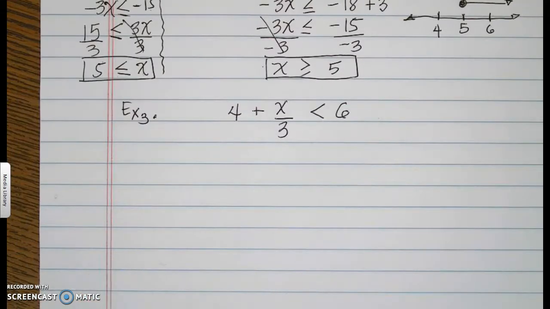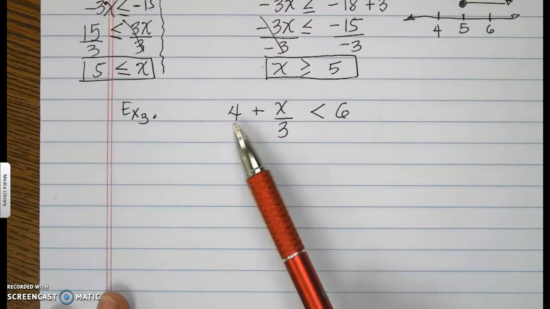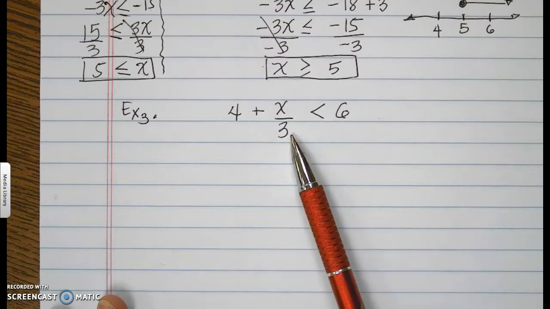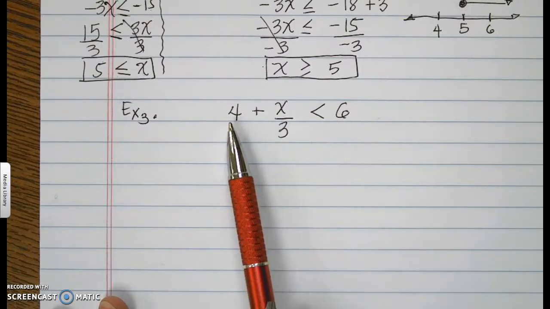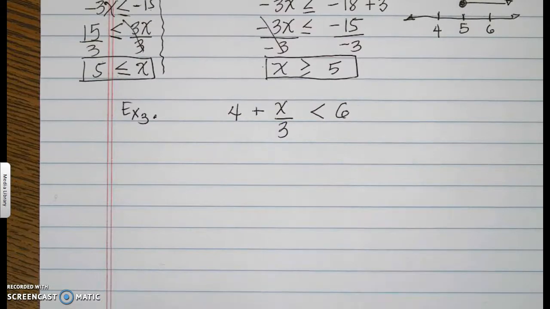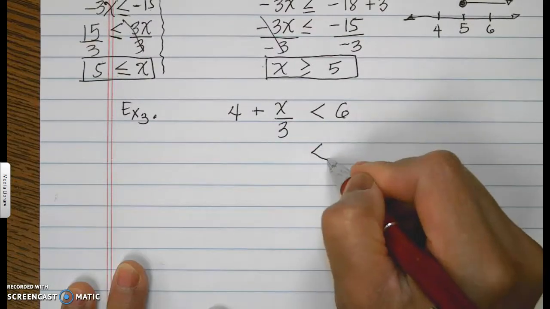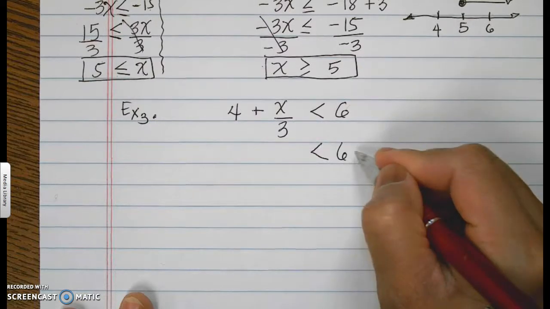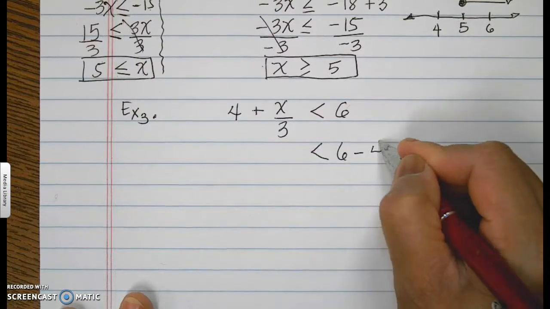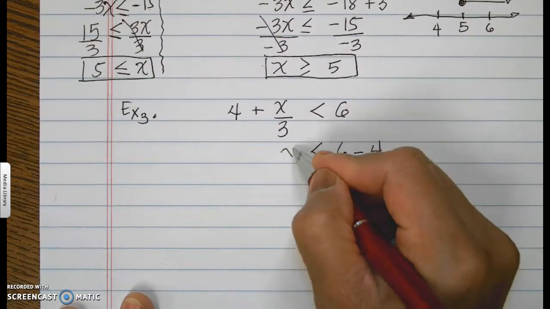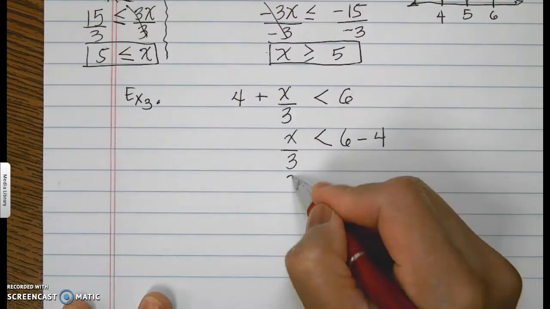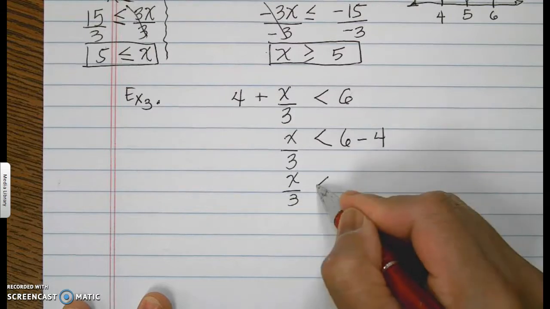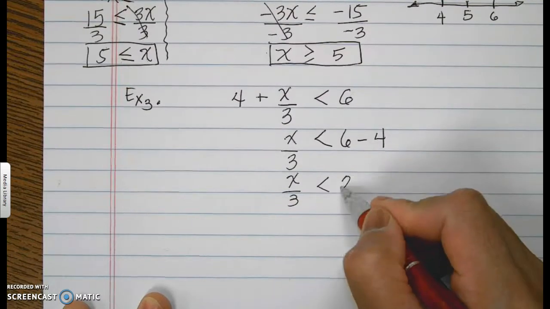Okay, for our example number 3. It is 4 plus x over 3 less than 6. So the first thing that we can do to isolate your x is to remove this and put it on the other side. So the symbol first, 6 minus 4, and you now have x over 3. All right? So now you have x over 3 less than 2.